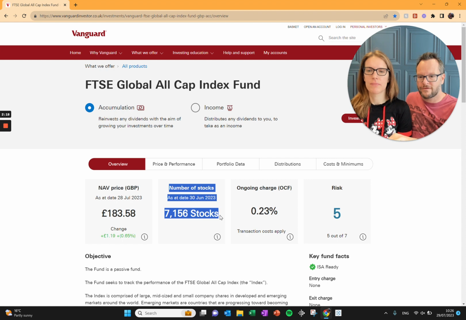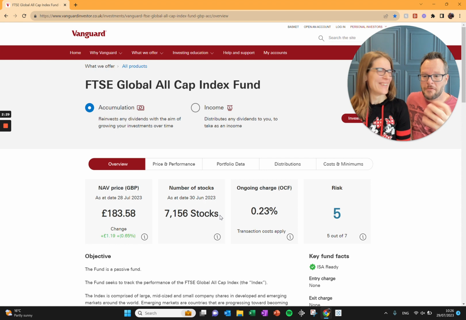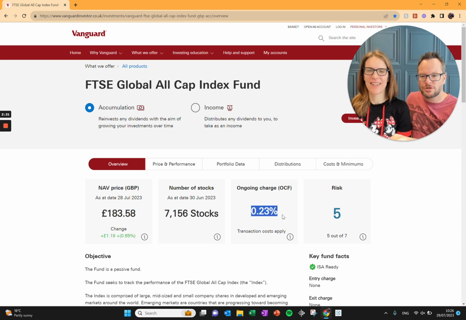Number of stocks in the centre is actually a really important piece. This is how diversified you are. So invest in 7,156 companies. That's a lot of companies around the world. The charge, 0.23%, which is how much of your money in there they take each year to administer the fund. And then the final bit here, risk, 5 out of 7.